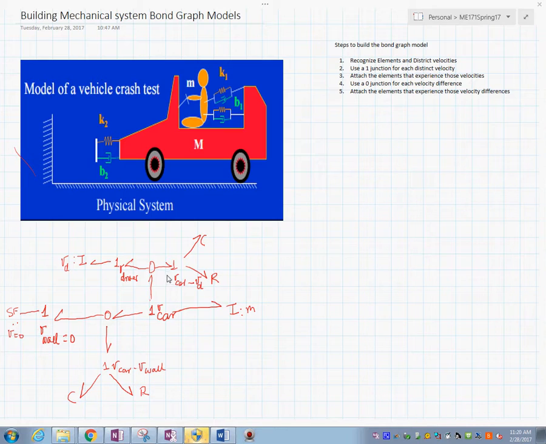Notice here that the one junction here means velocity of the car minus velocity of the driver. That is what the seatbelt sees. The seat belt sees the difference between this and this velocity, and that's what this is. And so we put both of those out of the C element in here.